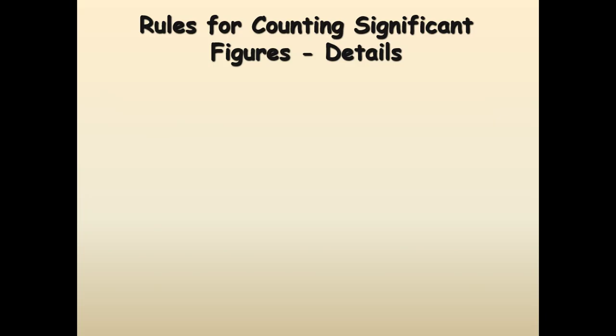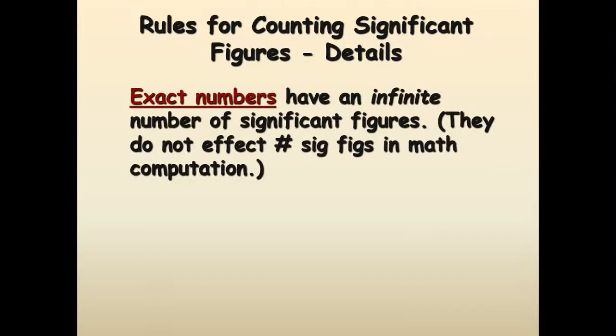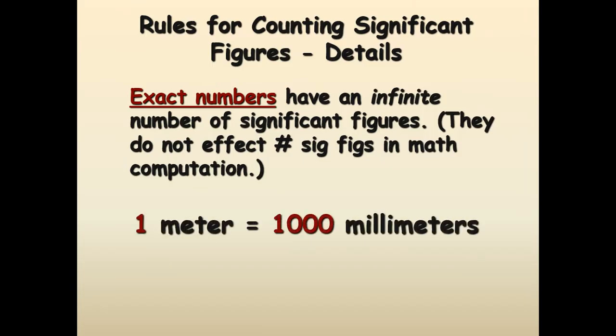Now, some things to consider when doing significant digits, significant figures. If something is an exact number, a counted number or a defined value, that has an unlimited number of significant digits. For instance, a meter is 1,000 millimeters. This number, 1,000, has an infinite number of significant digits. Why? Because it's a defined value.